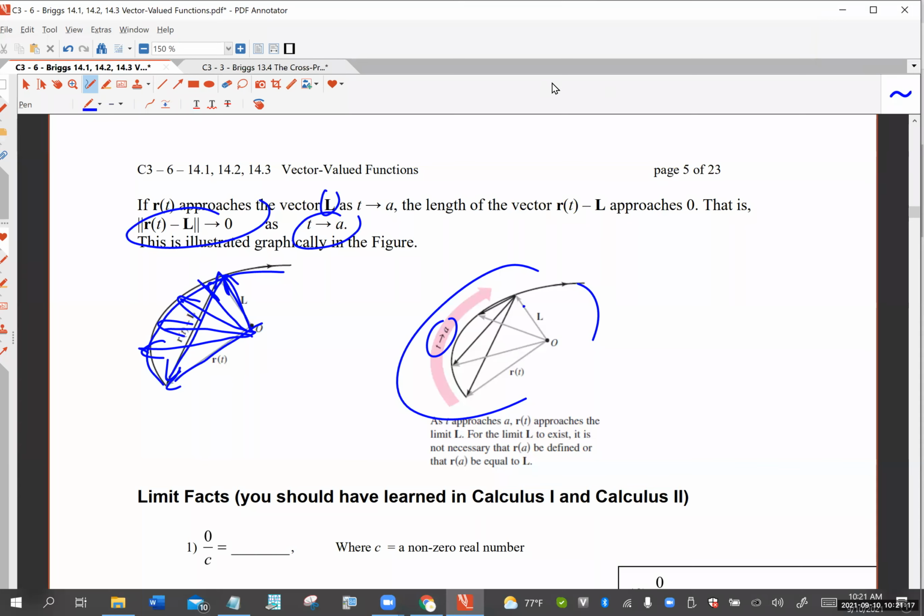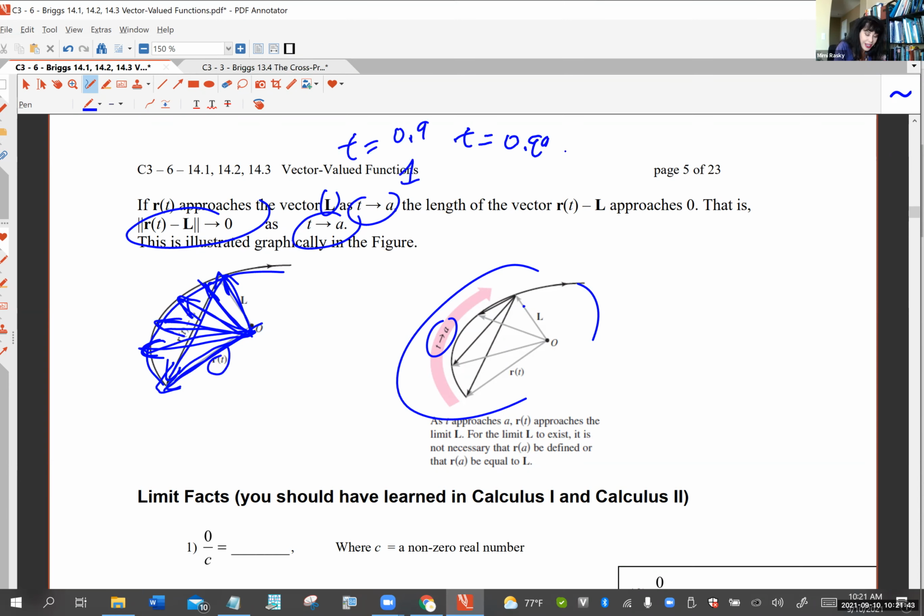You said that's the vector r of t? Yeah, this is r of t right here. And then as you plug in your time values that are approaching the value a, you are adjusting your r of t little by little. So let's say a was 1, then you might start with time equals 0.9. Then your next time would be 0.99. Then your next time would be 0.999. You see how time is getting closer and closer to the value of 1?